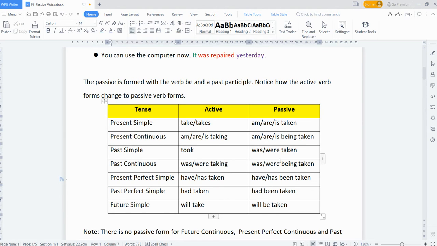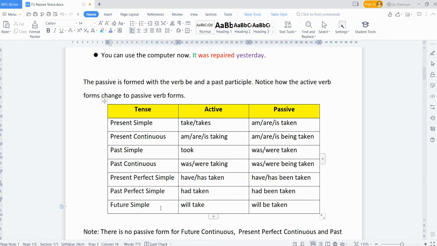She has taken the thing, for example. So when you want to change it into passive, we say the thing has been taken, or the things have been taken. Okay, past perfect simple. Okay, perfect ni ada has, have, had ni. Okay, kalau past kita guna had. Had taken. For example, I had taken the exam. Okay, so when you want to change it into passive, we say the exam had been taken.